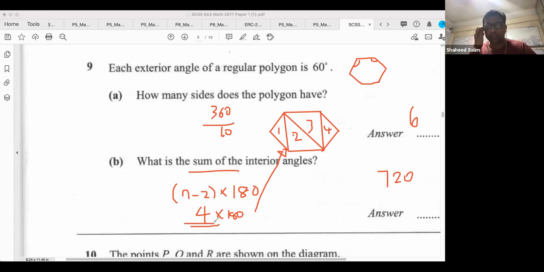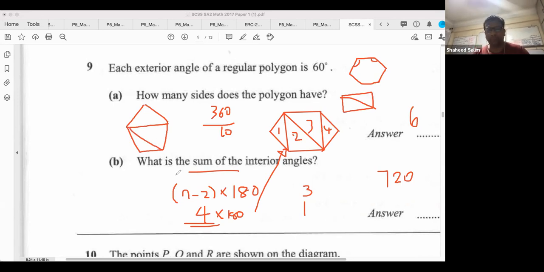The formula is just, they found out if it's a 3-sided shape, a triangle, you don't take 3 times 180. You minus 2, so you get 1. 1 triangle. 3-sided shape, there's only 1 triangle. 4-sided shape, 4 minus 2 is 2. There's 2 triangles. Can you see now? 5-sided shape, pentagon. How many triangles are there? 5 minus 2, must be 3 triangles. 1, 2, 3. Can you see now? 3 triangles times 180, you will get your answer.